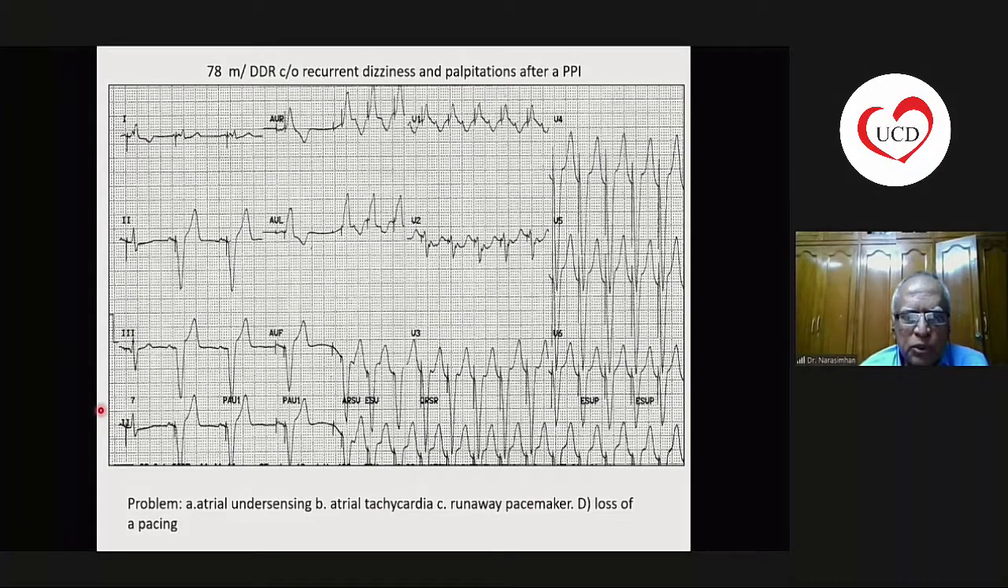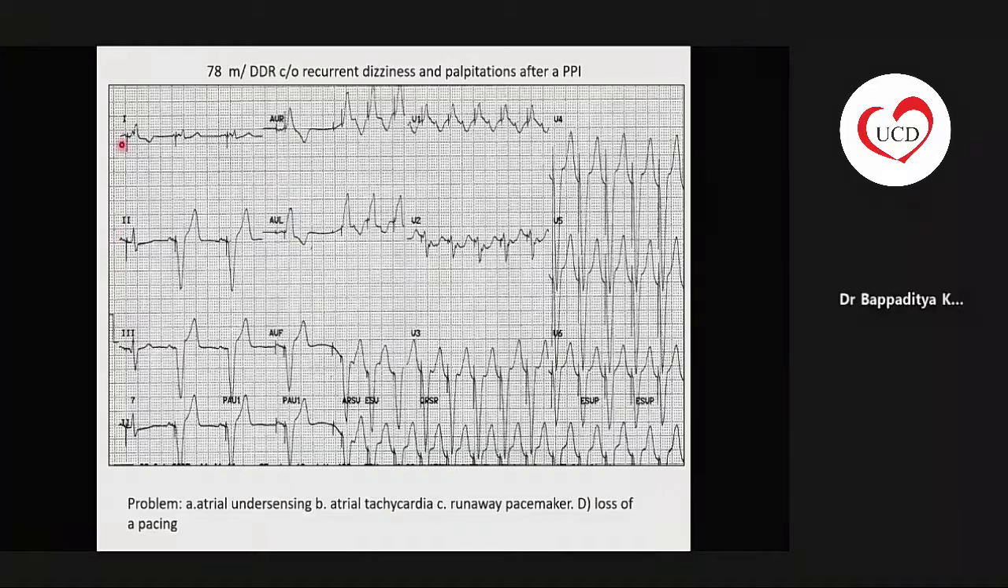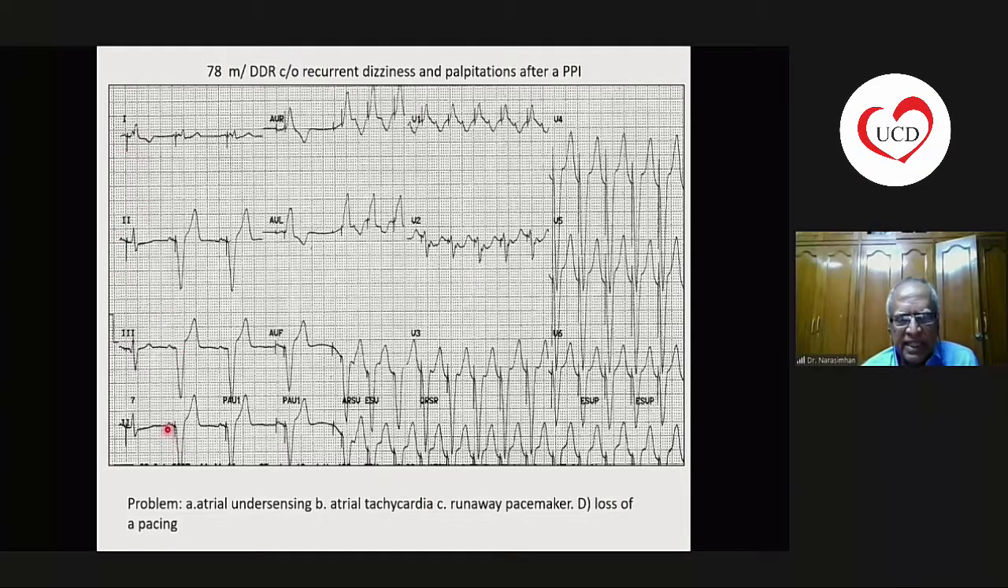Let me just walk through. The first is atrial sensed V pace. Here again, A sense V pace, A sense V pace. Then here is A pace V pace. Here there is a spike, A pace. It hasn't captured the atrium, but it has captured the ventricle. Ventricular beat has been captured.